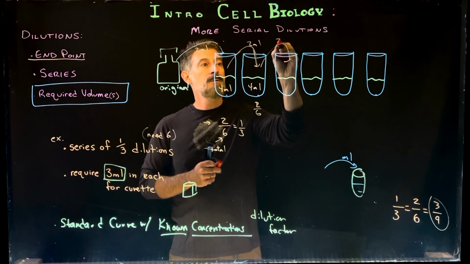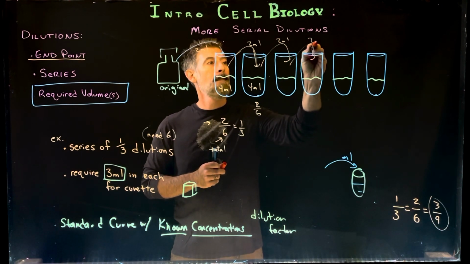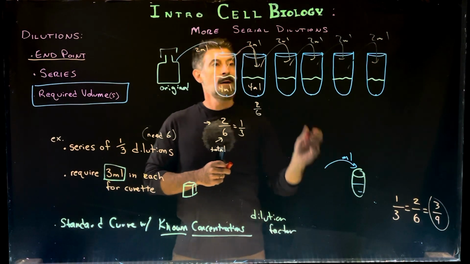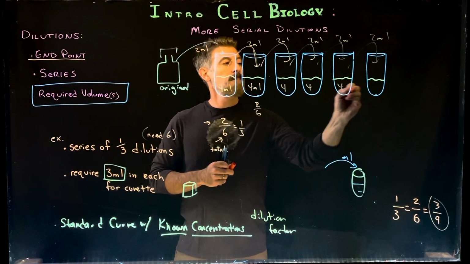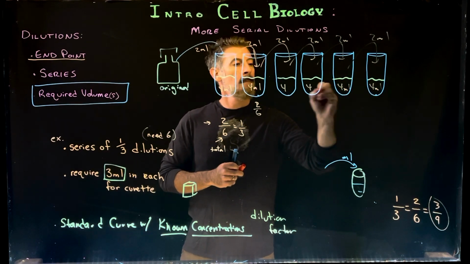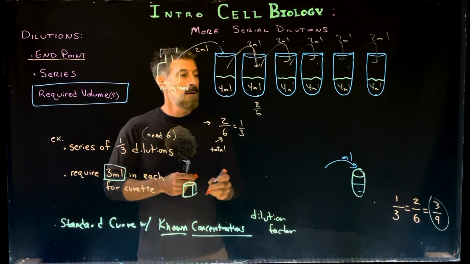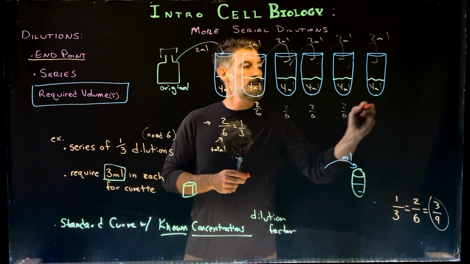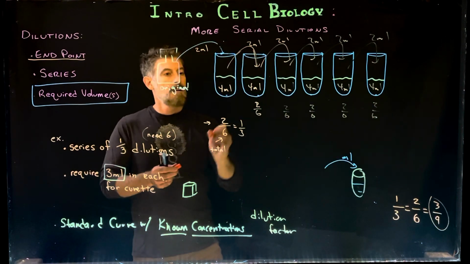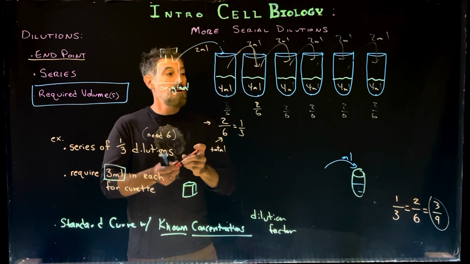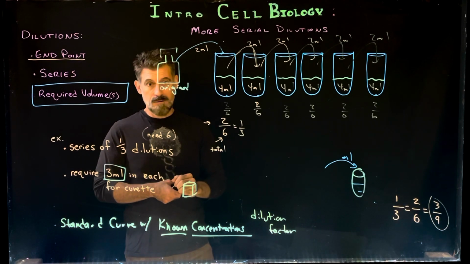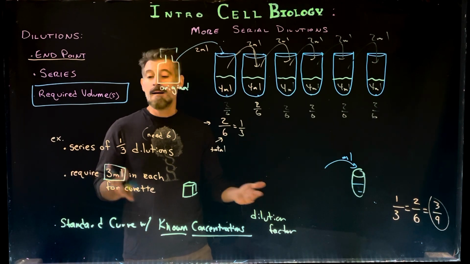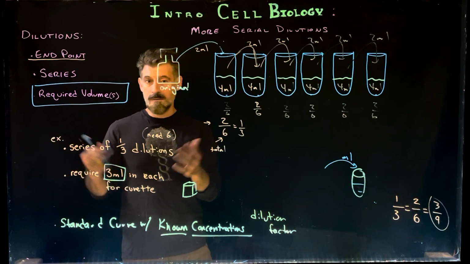This would be 2 mils every time, and all of these would have the 4 mils. They'd all be 2 plus 4 is 6. They're all 2 to 6, 2 to 6, 2 to 6, 2 to 6, 2 to 6 here, which is all technically 1 to 3 dilutions. Okay, and that's kind of the overall scenario. That's kind of how you would do it, and that accomplishes all the goals of the requirement.